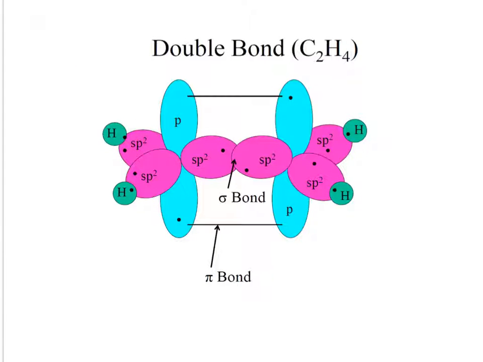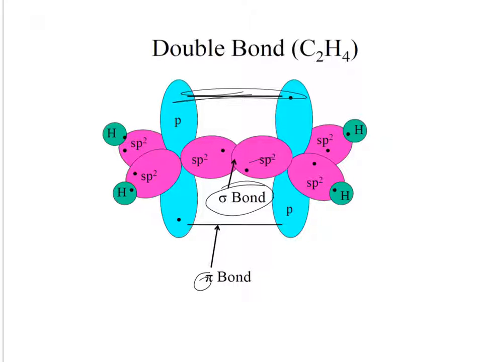So the sigma bond results from the single bond here. This is the sign for sigma. This is the sign for pi. So this is your single bond here, and the bonds with the hydrogen atoms are also called sigma bonds, but the pi bond results from side-to-side attractive forces between the unhybridized p orbitals. So the sigma bond is head-to-head, and then the pi bonds are side-to-side.